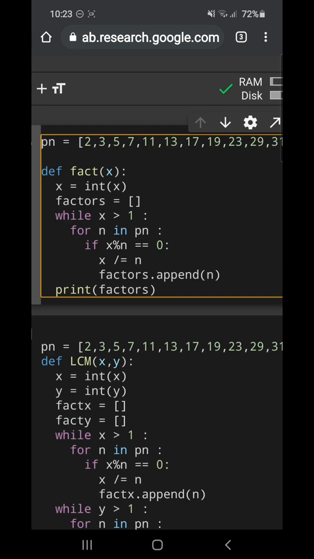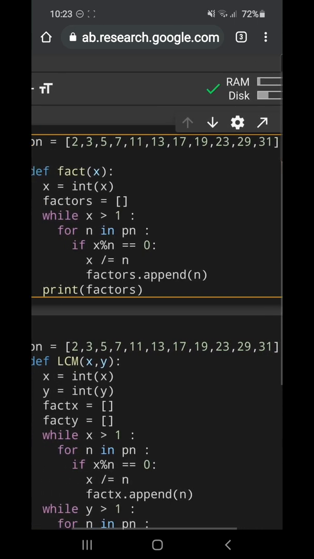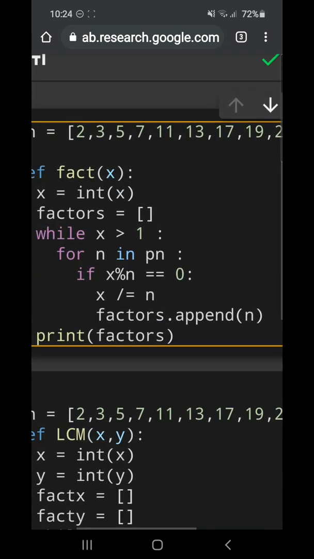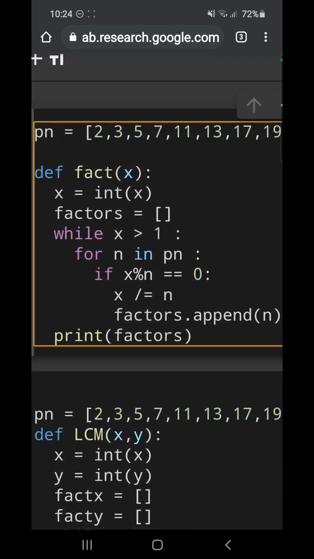Okay, so afterwards, when we are done with the prime numbers, let's come to the direct procedure of finding the factors. First we will define a function. Here the function is named fact, and x is the variable which we have to input. So we have to find the factors of x. When we input a number in a function, it is a string, so first we will convert it into an integer. Here I have written x is the same as int(x).